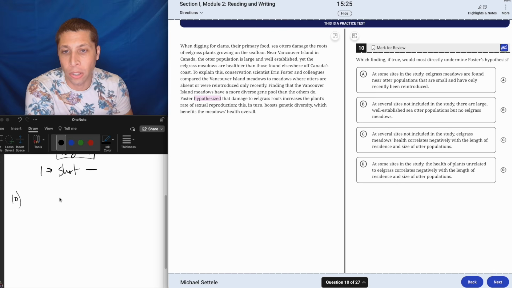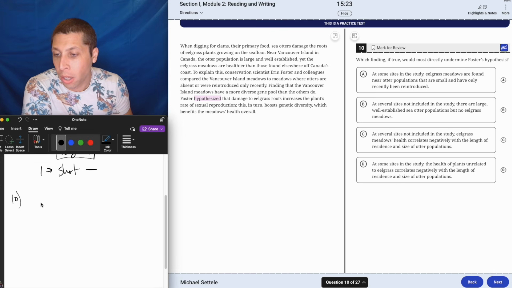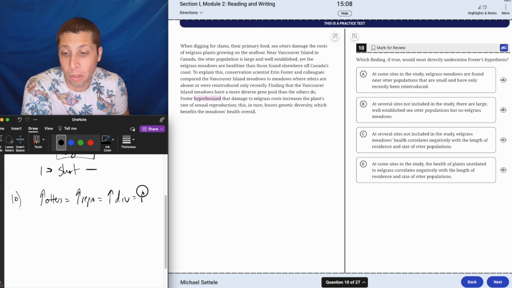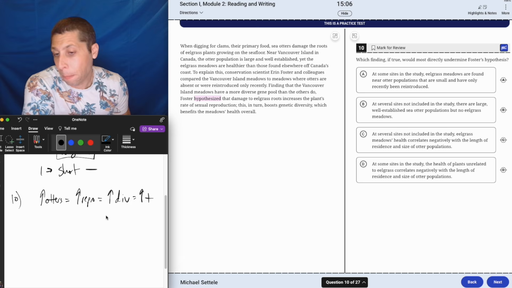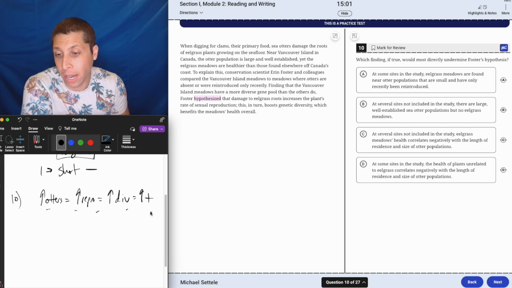This in turn boosts genetic diversity, which benefits the health overall. So more otters equals, I guess, more reproduction, which means more diversity, which means more health. Okay, I don't know. Let's see. We need to undermine it. So we need to break this in some way, right? Something has to break. So let's see.